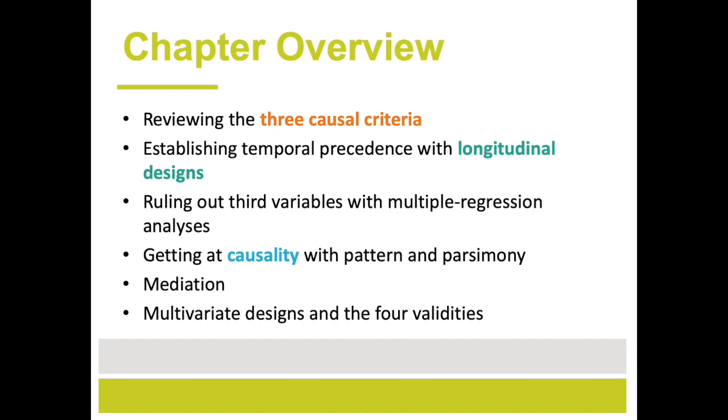Then we're going to talk about how we can rule out third variables with multiple regression analysis as a type of statistical approach. And then we're going to talk about getting that causality with pattern and parsimony. And then a few design things, including mediation, which is a sort of third variable that is more informative. And then multivariate designs and the 4 validities is what we'll finish with.